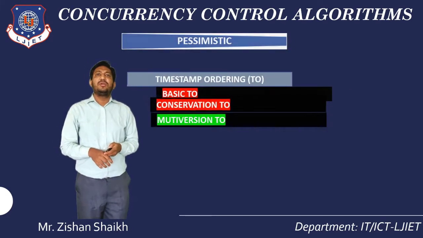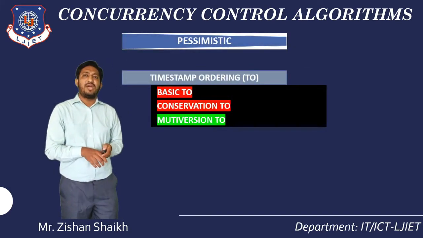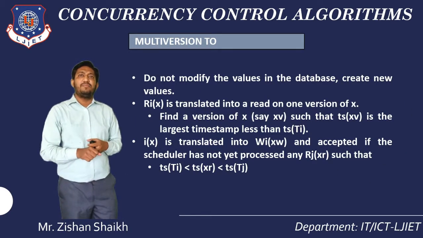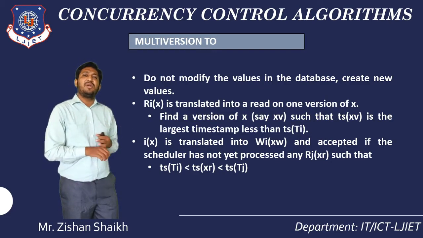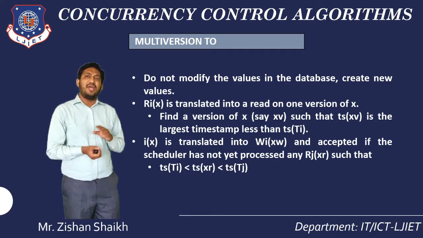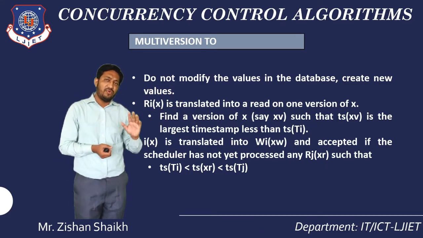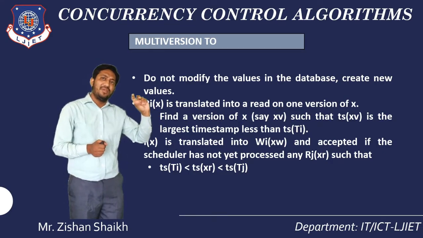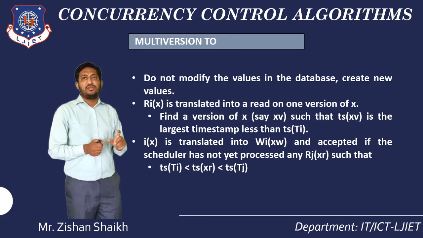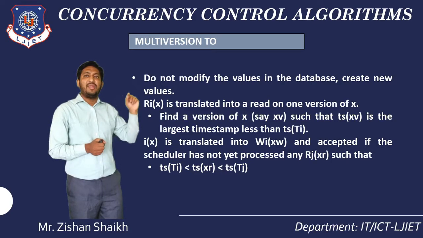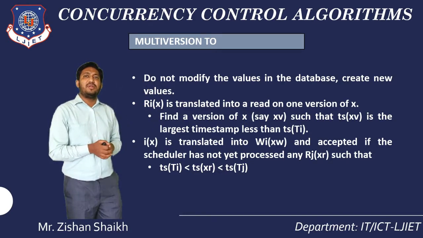Now we are moving to the third algorithm on the basis of timestamp, that is multi-version TO. So here in timestamp ordering, first we have to maintain the original data. But this particular version does not modify the original value here. Every time a transaction requests a shared data item, it always generates a new copy of that particular field. So do not modify the value in the database, create a new value. That is the concept of multi-version TO.